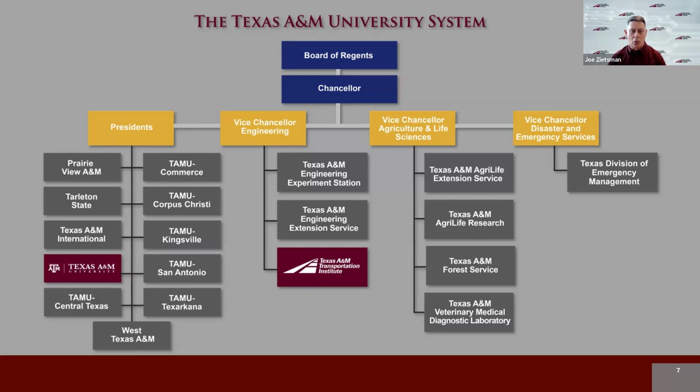the engineering cohort. And if you look at the reporting structure, TTI reports up to the Vice Chancellor for Engineering, and the Vice Chancellor reports directly to the Chancellor. And we, as an institute here and a state agency in the system, we have direct access to the Chancellor as well. However, the Vice Chancellor for Engineering is also the Dean of Engineering.